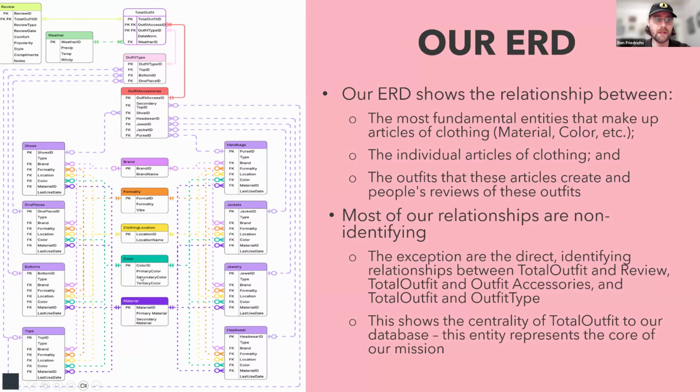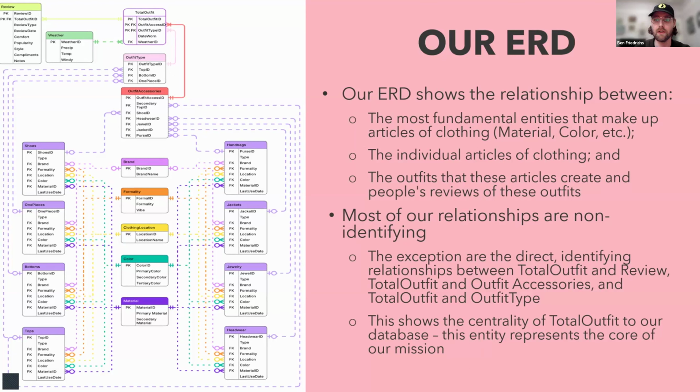All right, so here we have our ERD that we used for the project. Our ERD shows our relationship between the most fundamental entities that make up articles of clothing. These are things like material and color. We've named these our descriptor entities. The individual articles of clothing themselves, things like jewelry or jackets, are called our clothing entities, and the outfits that these articles create and people's reviews of these outfits, we've named our outfit entities.